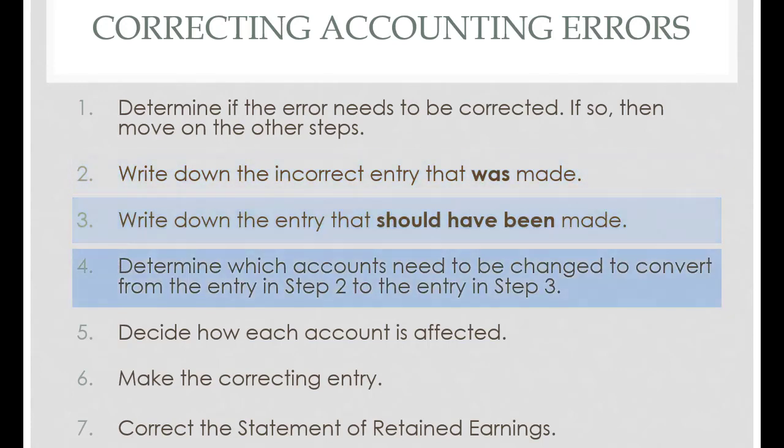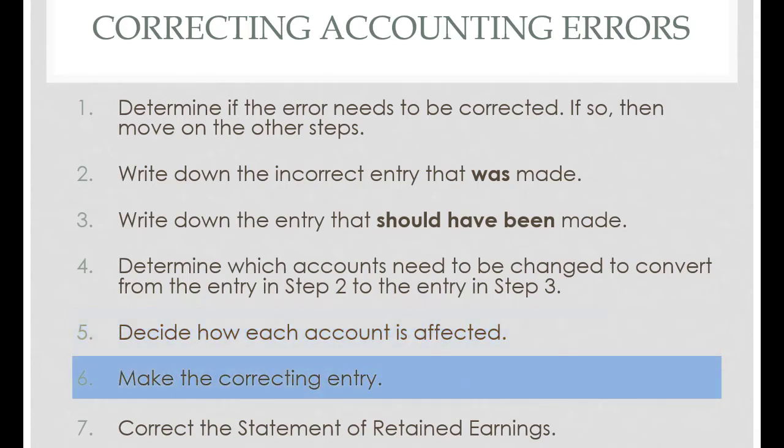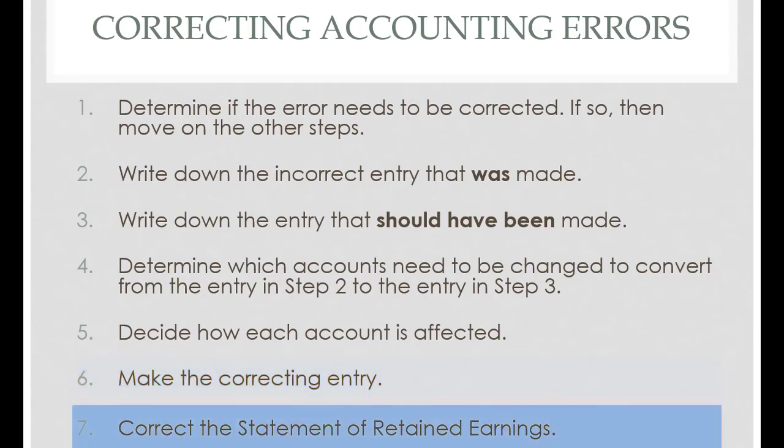Then we start looking at the two sets of entries. We figure out what accounts need to be changed to move from what we did to what we should have done. Then we figure out the amounts and whether they're debit or credits to fix these accounts. Once we know the accounts and the amounts and whether they're debit or credit, then we can make a correcting entry. And finally, we can correct the statement of retained earnings.